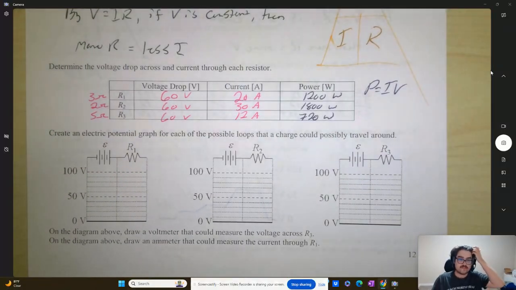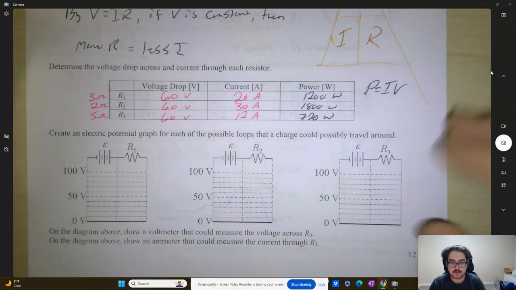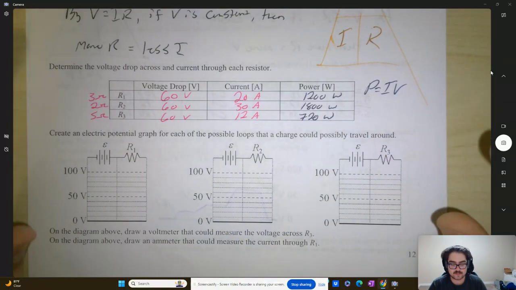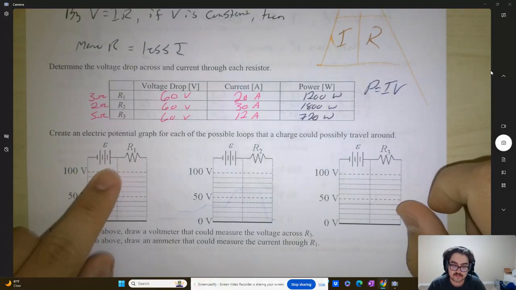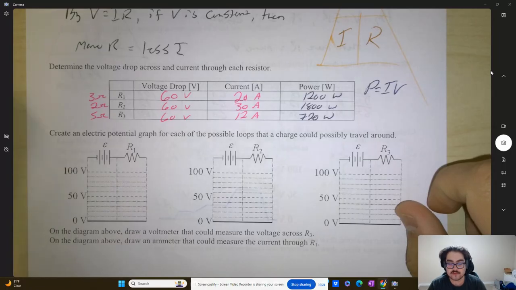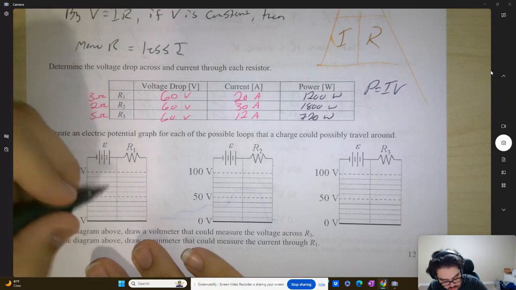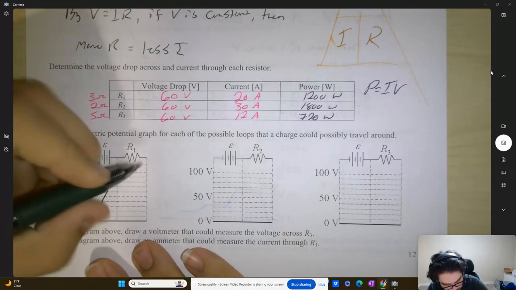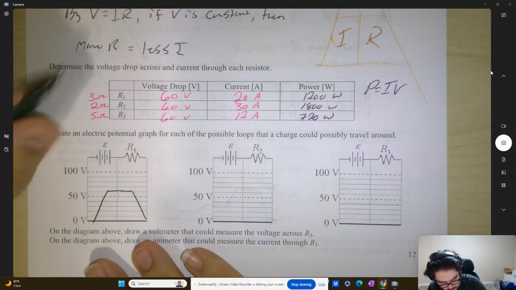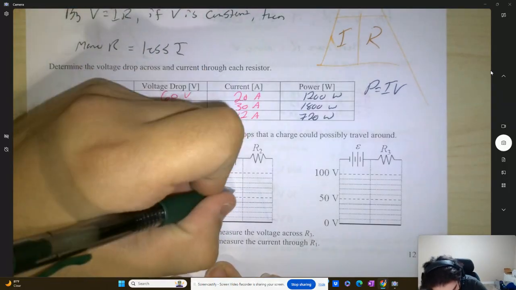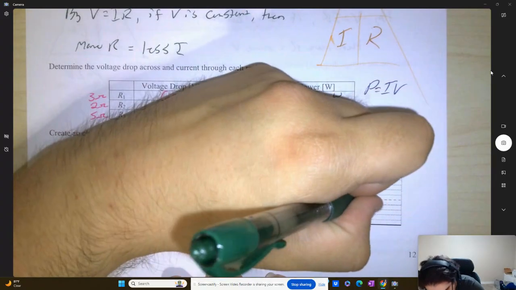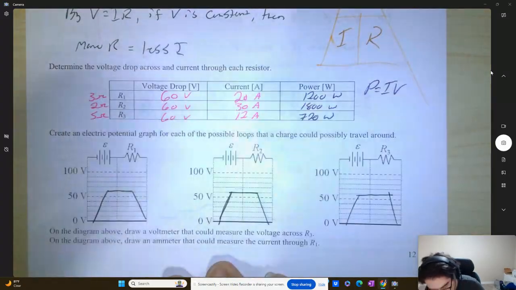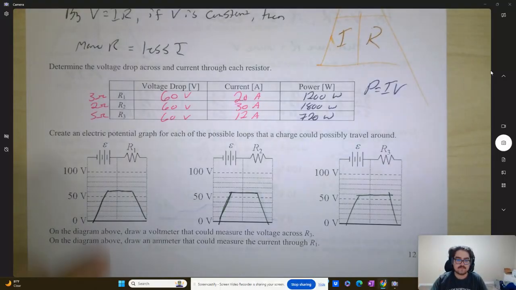Create an electric potential graph for each of the possible loops. I'm going to skip it because I think it's pretty clear. Basically, what you would see for every single one of these is that through the battery it gains 60 volts, and then through the resistor it loses all the volts. So it's going to look kind of like a trapezoid. You know what? I'm actually going to get roped into drawing it now. So it's going to look something kind of like this. Okay, you kind of get the point. It's going to look something like that.